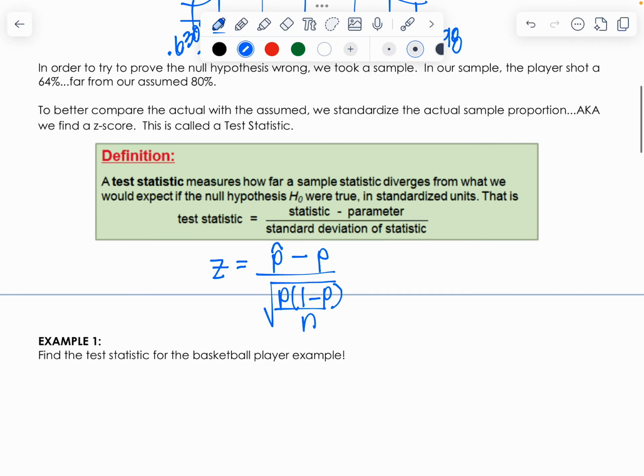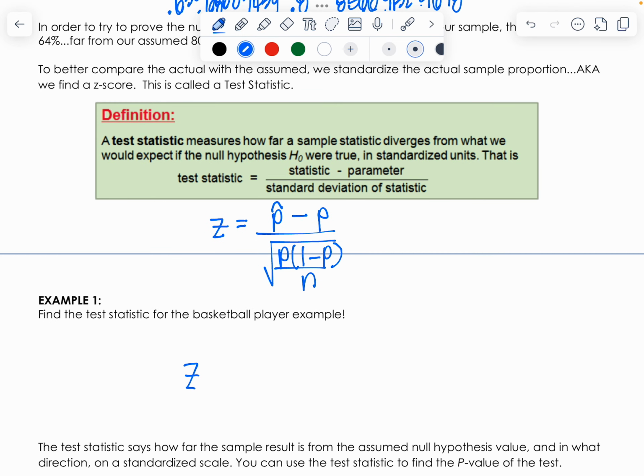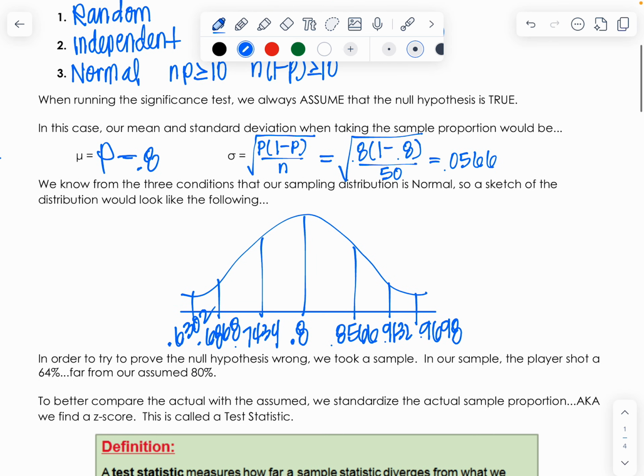Okay, so find the test statistic for this basketball player example. So we would say his data point is 64%, minus the mean, which we said was 80%, divided by that standard deviation, 0.0566, that we found. So his z-score is negative 2.82, standard deviations below the mean. Pretty darn far below, right? When I highlighted this area, that was right about there.